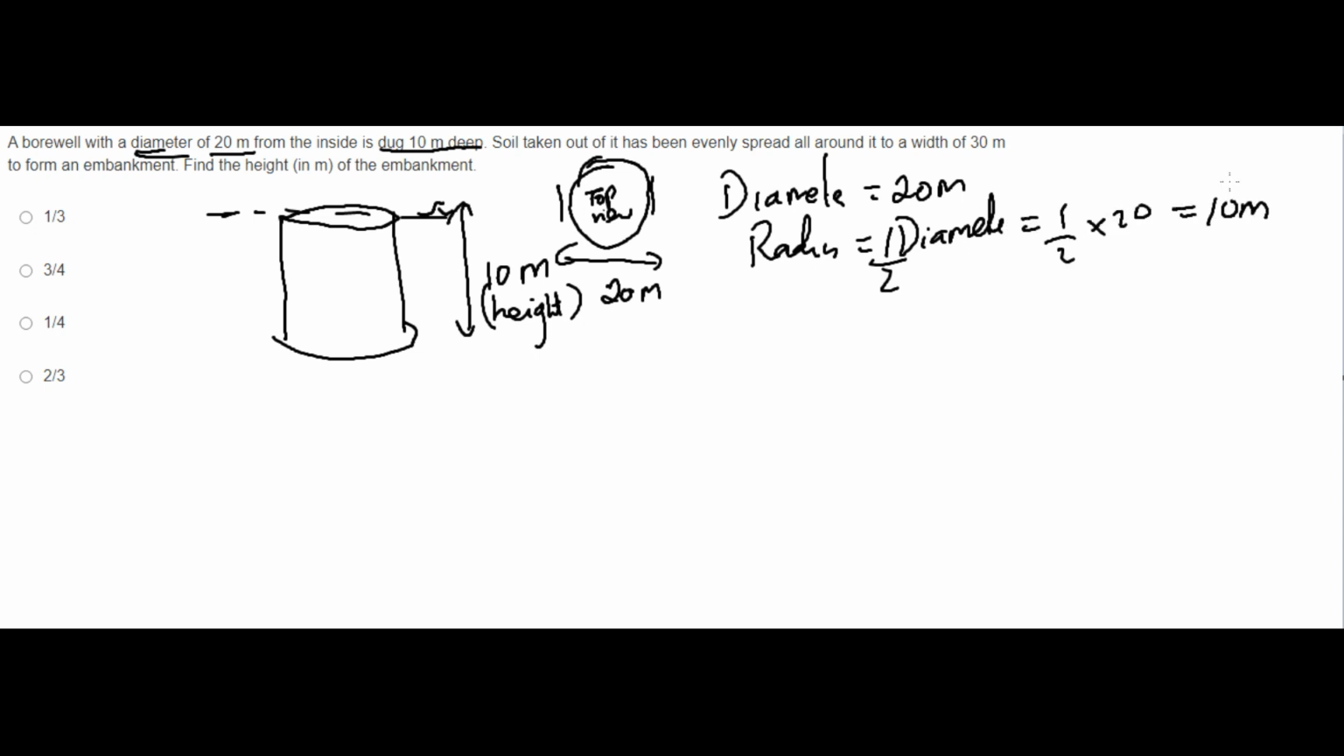Now the soil is taken out, one by one the soil is taken out, is it right? The soil is taken out and then it is spread all around with a width of 30 meters. So 30 meters means this much area. Now I'm drawing here once again, this much area. After taking the soil out, the soil will be spread over here like this.